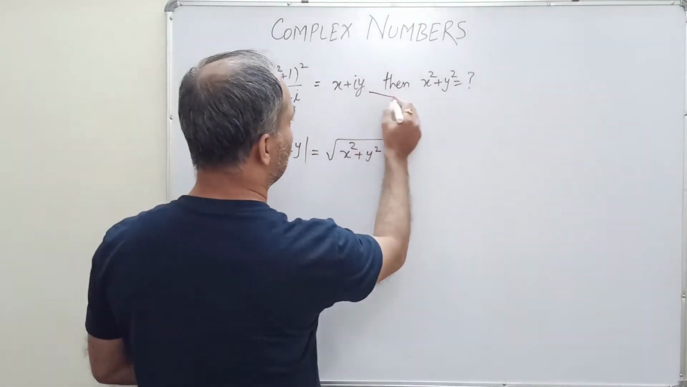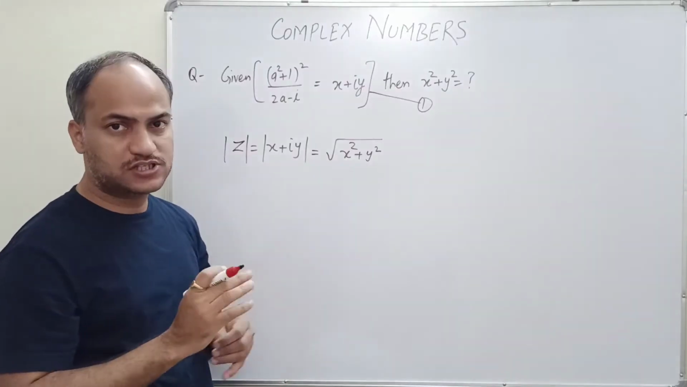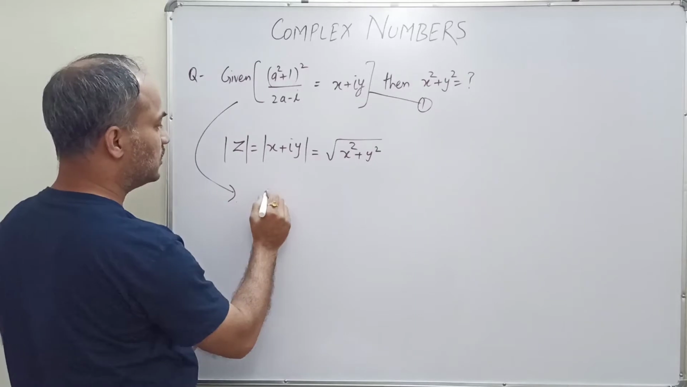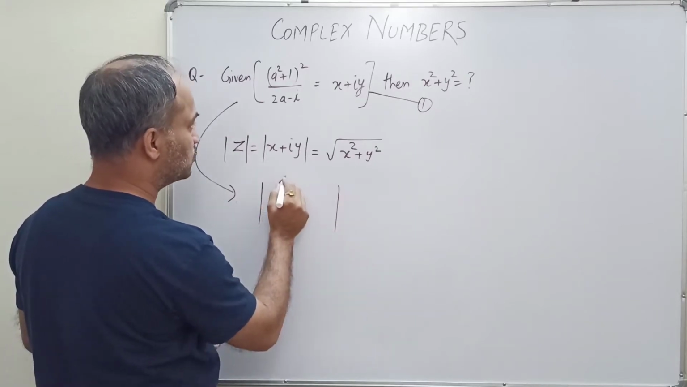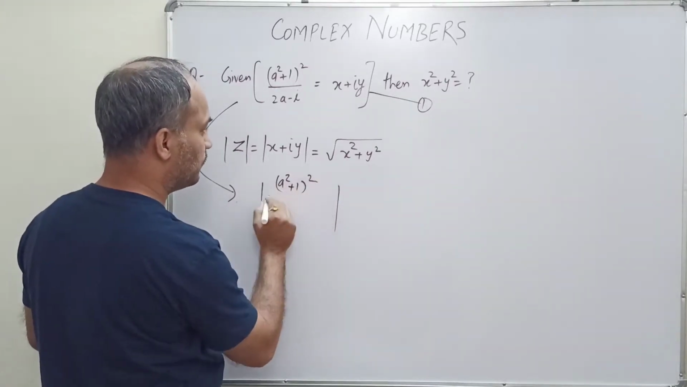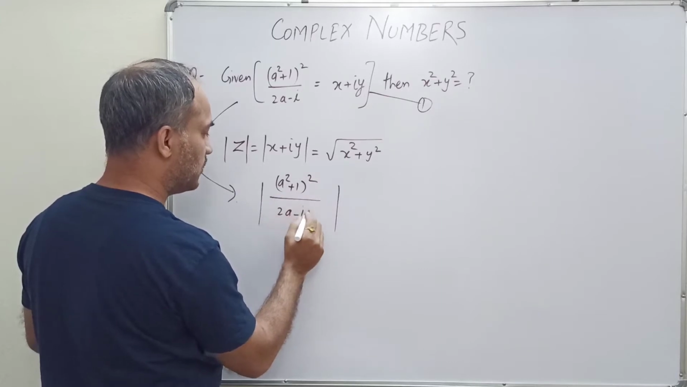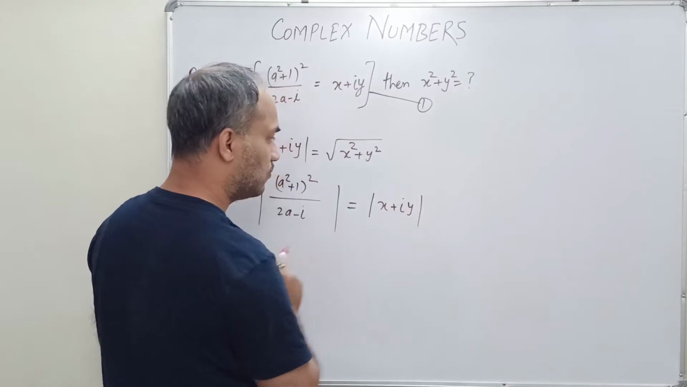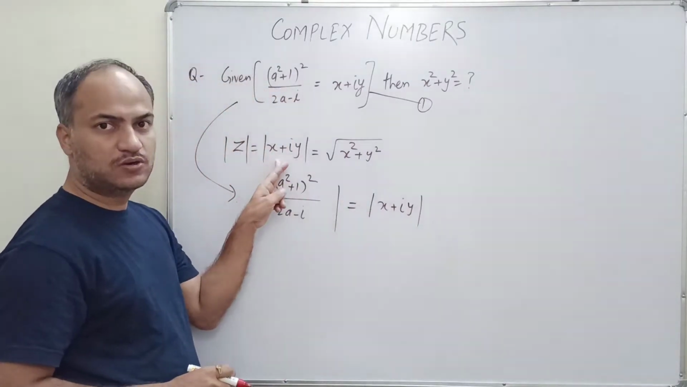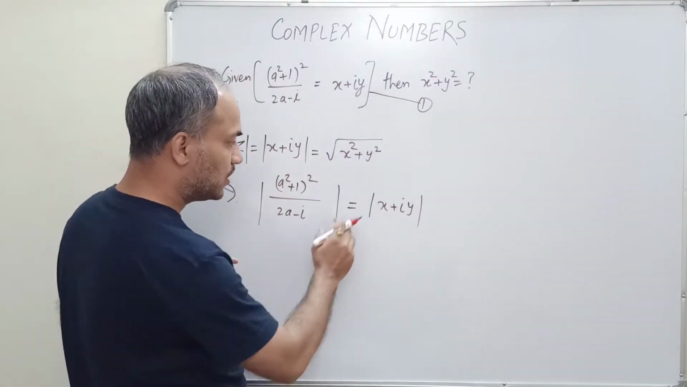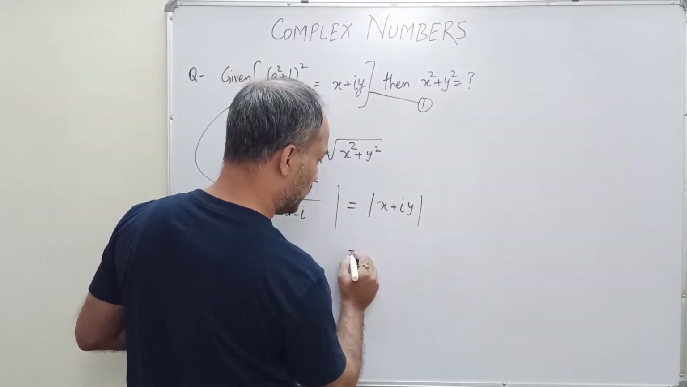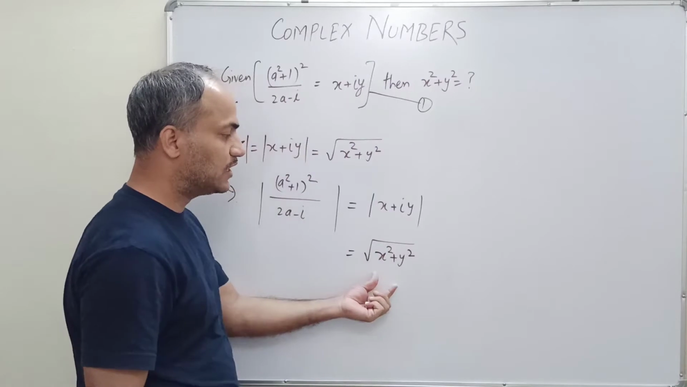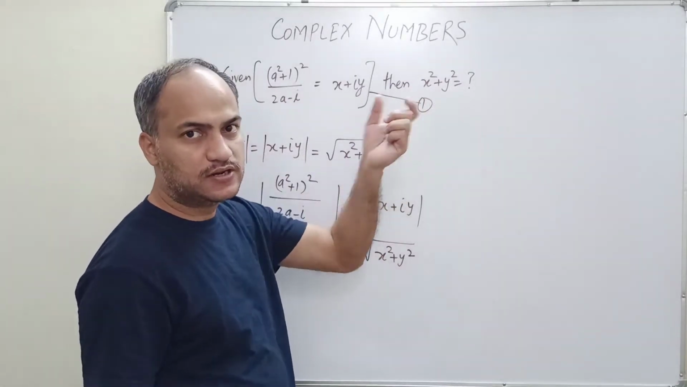So from this given equation, we are taking modulus on both sides. Fine. So from here we get the modulus of (a square plus 1) whole square upon (2a minus i) is equal to modulus of x plus iy. This is the same thing according to the formula. So we will get this value as root x square plus y square. So we are getting closer to the required result.